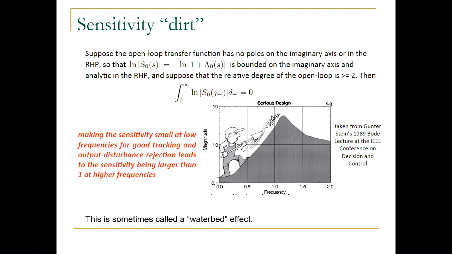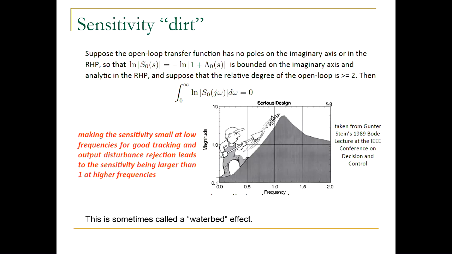So if you are reducing the area here, which is basically below 0, you are piling it up somewhere else where sensitivity is above 0. You see, that's the sort of consequence of this Bode integral. And this is true no matter which controller you pick.